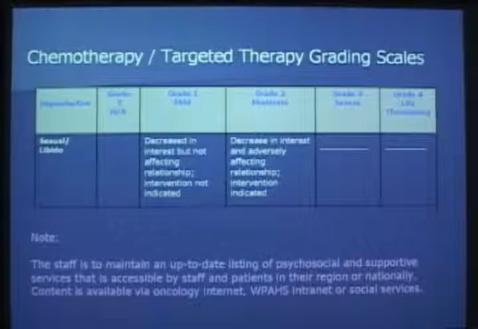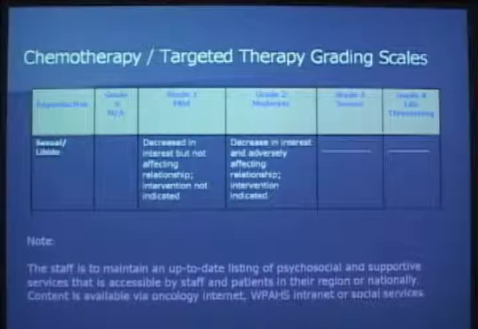The last area that is not always adequately addressed is reproductive areas in terms of sexuality and libido. There's only 2 grades in this category. The first grade is a decrease in interest but not affecting the relationship. No intervention is required. Maybe the patient's not interested. Sometimes it's a very difficult subject to cover. And so it's something that we as healthcare providers need to address and ask patients specifically, because patients don't always bring this up. The grade 2 in reproductive is a decreased interest and it is adversely affecting the relationship with their partner. And perhaps that could indicate if a patient opens up that they do need some intervention.